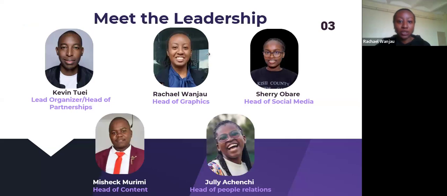So I want us to meet the leadership. Our lead organizer and the head of partnerships in AWS AIML Kenya is the one and only Kevin Tue. We appreciate his work for us and how he helps us all. He's the one who makes all of this possible, and he's an encouragement to all of us. The next leader is me. Finally, this is where I introduce myself. My name is Rachel Wanjao. I'm the head of graphics, and today I've been given the privilege to host our very first meeting of February. So I would like to also thank Tue for that privilege.